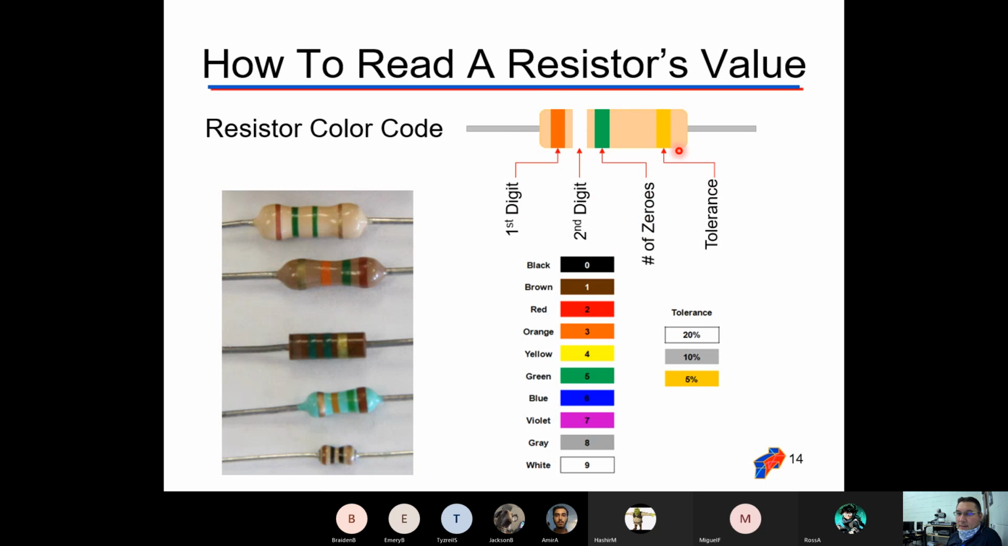The last band is going to be one of 3 colors. It's either going to be clear with no color, it'll be silver or gray, however you want to look at that, and that'll be 10%, or it'll be gold and that'll be 5%. And that's your tolerance. I'm going to go over what tolerance is with you in a second.